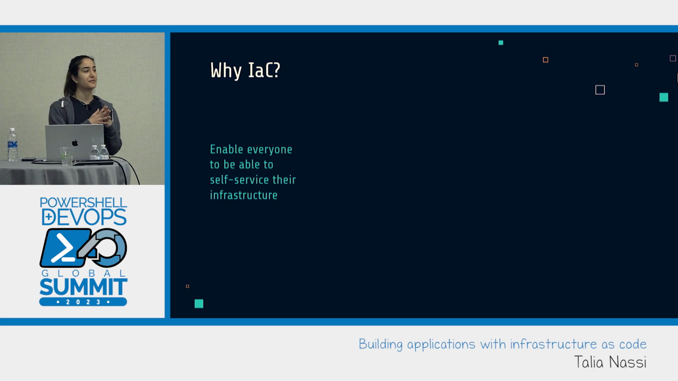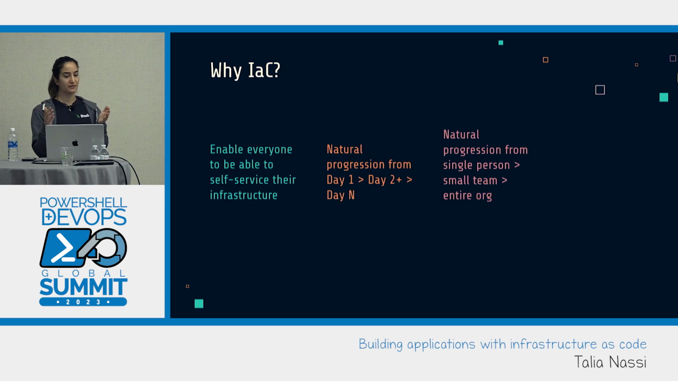You can also implement the principle of least privilege. If you're the DevOps person and you don't want everybody to have access to create every type of resource, you have that ability to have that control. You have this natural progression from day one, where you start from nothing, to day 2+, where you have that core IaC workflow, and then you have this natural progression from single person to a small team to an entire organization, using things like enterprise and modules.